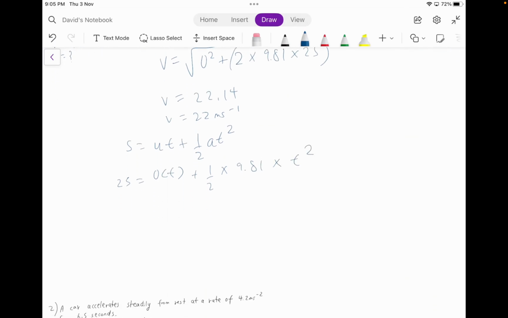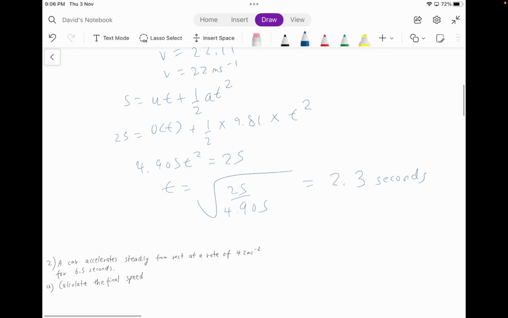Once you do that, if you rearrange all of this equation, you're going to get 4.905 t squared is equivalent to 25. t is going to be the square root of 25 over 4.905. This is just basic algebra, guys. And you're going to get a value of about 2.3 seconds, when you round this off.